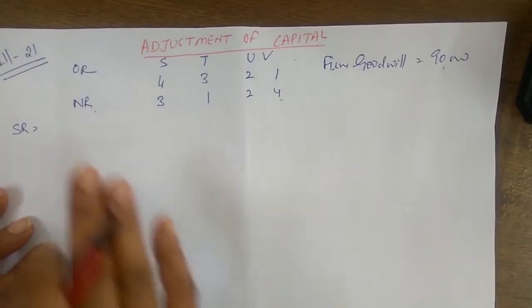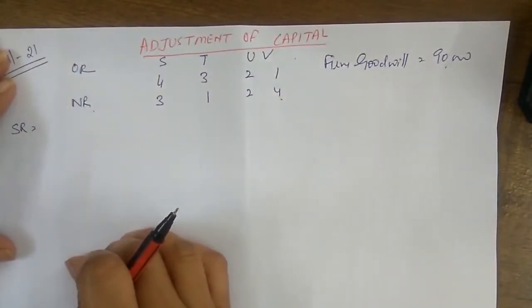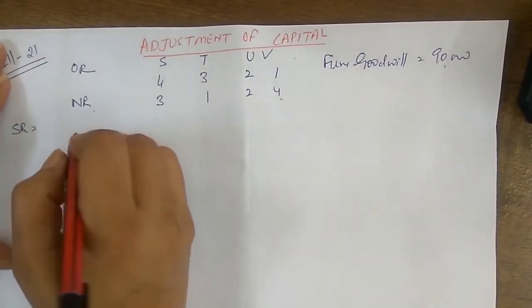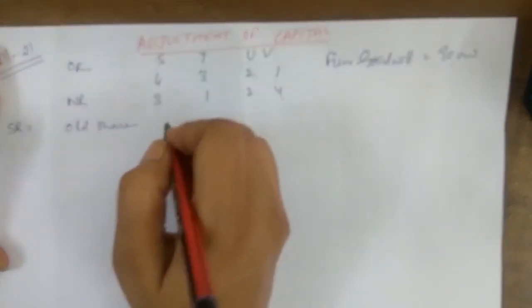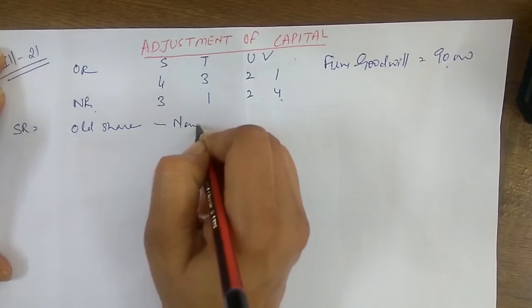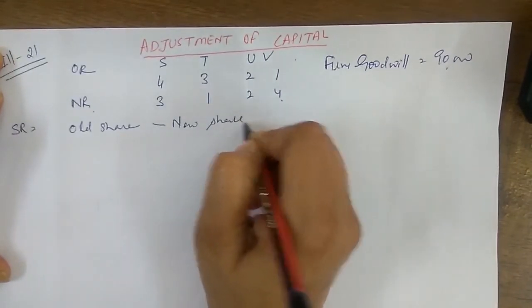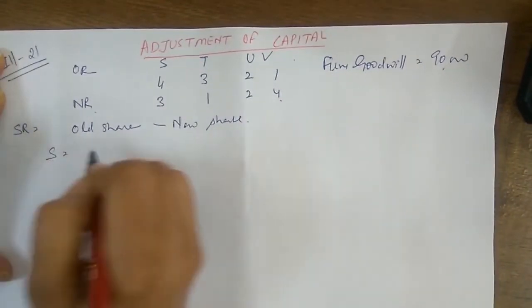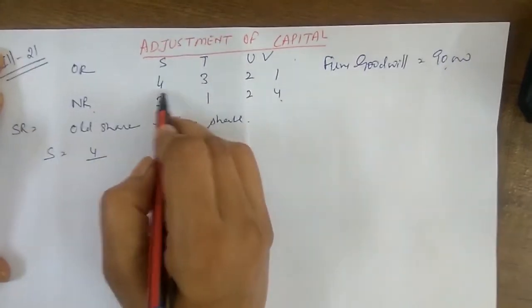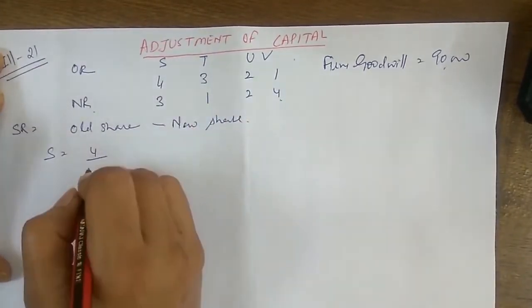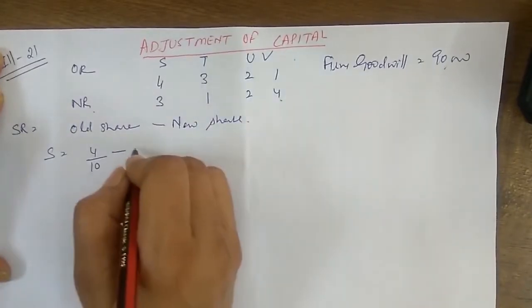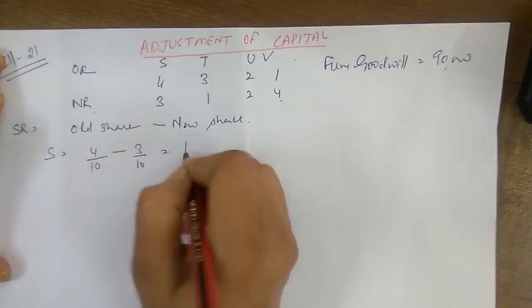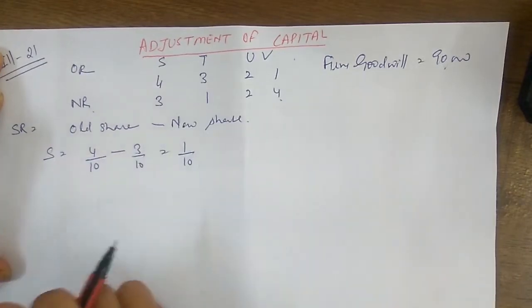Statement clear होगी बच्चे? So we will start with the very first step, that is sacrificing ratio. Old share minus new share. First is S. S old is 4 by 10, new is 3 by 10. So his sacrifice is 1 by 10.